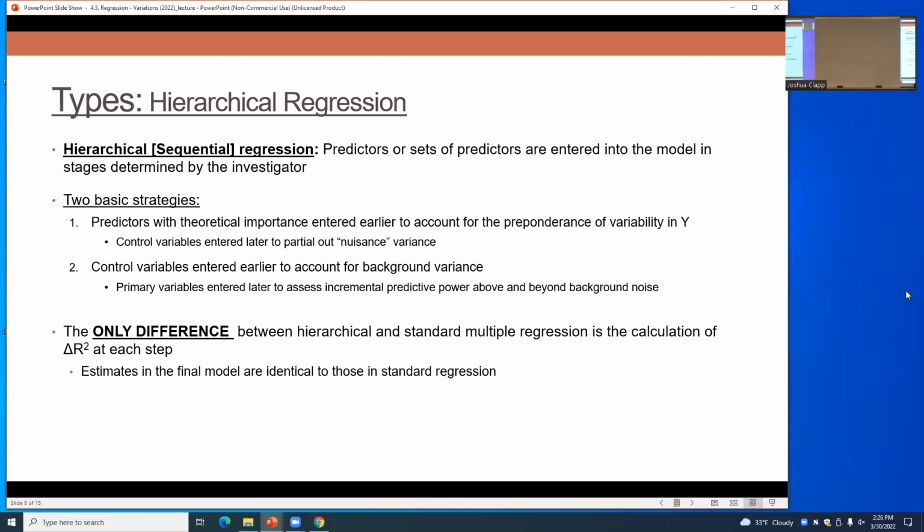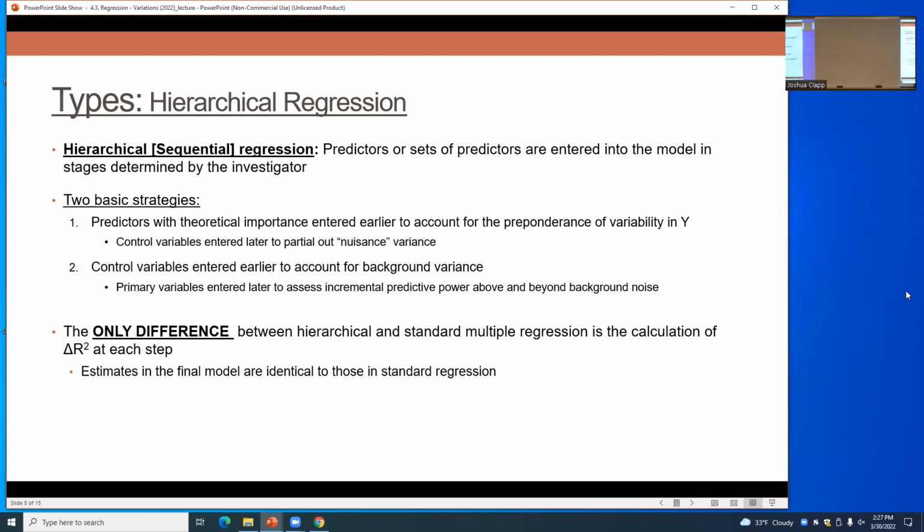The variables, or the coefficients, in that second step are no different than if you had just run a simultaneous regression with everything in there in the first place. They're identical. They're the exact same. The only thing that you're getting is that change in your overall model R squared from the first model to the second model.